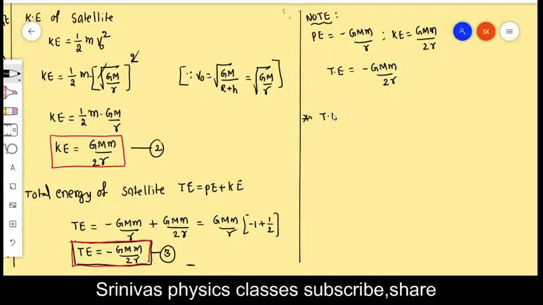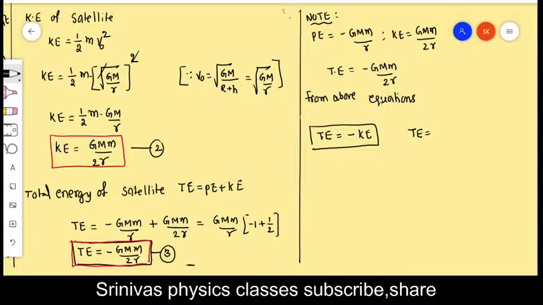From the above equations we can write something. The total energy formula is minus of GMm by 2r, and GMm by 2r is the kinetic energy. Can I write like this? Total energy is equal to minus into the kinetic energy. This part is the kinetic energy. So total energy is equal to minus of kinetic energy.